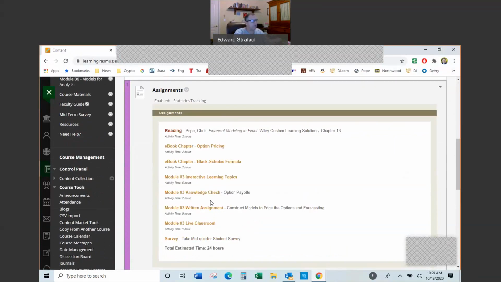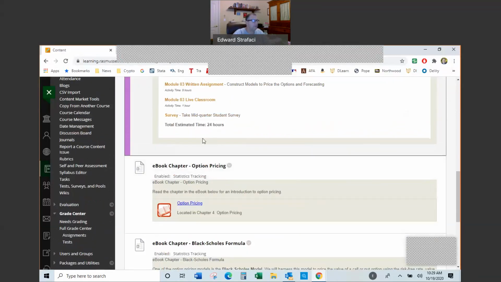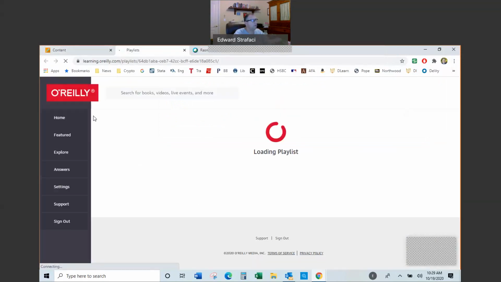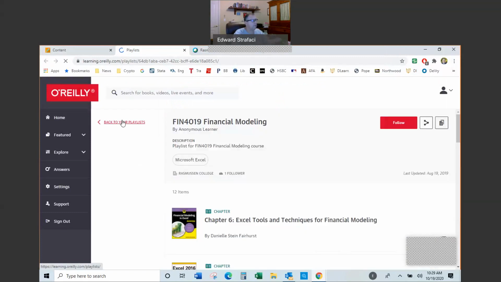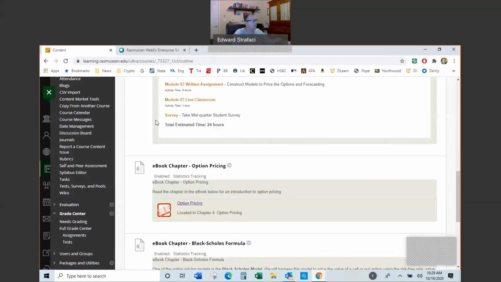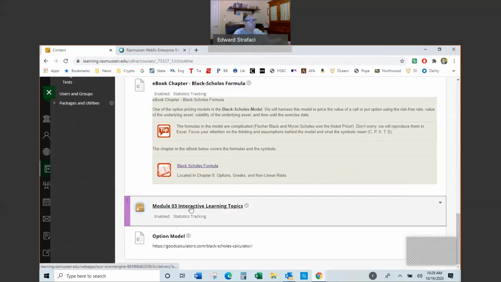And these are the knowledge checks and the part of the book that you're going to need to do. You need about 24 hours. This is a very important chapter. Then here's option pricing. I've got to tell you, they do a great job here. And this is your playlist, so you'll have plenty of information here. This is the ebook chapters. This is what I just taught you from.